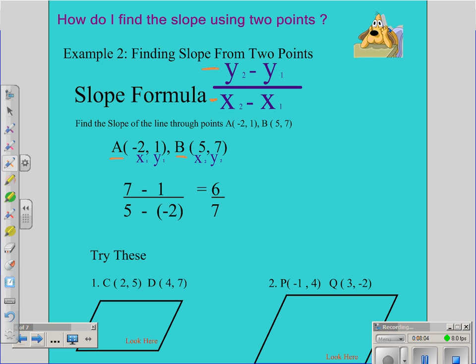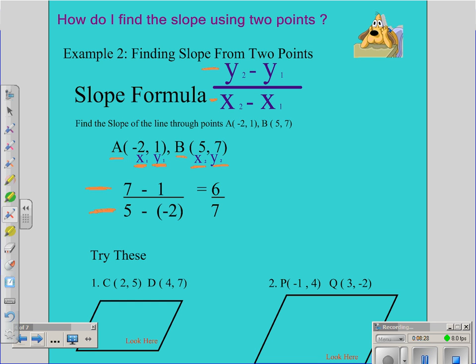As you can see, we see x sub 1 and y sub 1. That simply means the first x coordinate and the first y coordinate in the first ordered pair. And then just to distinguish, we have x sub 2 and y sub 2, meaning the second x and the second y. That's all that means. The top is going to be the change in the y's. The bottom is going to be the change in the x's.